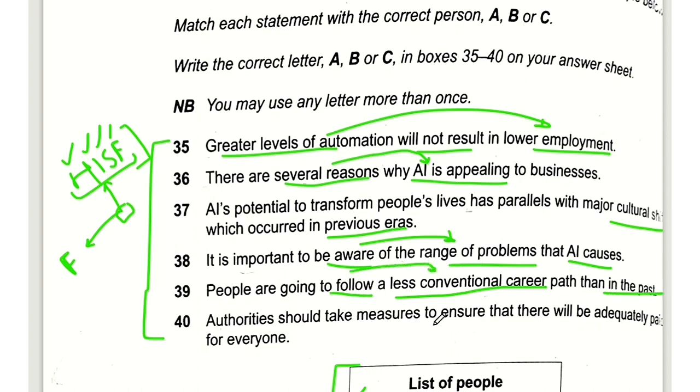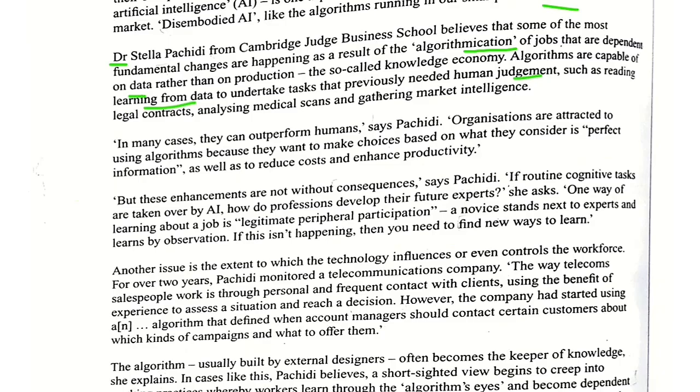Authorities shall take measures to ensure everyone is adequately paid. So they're speaking that the authorities must pay everyone adequately. So now we'll be reading further.